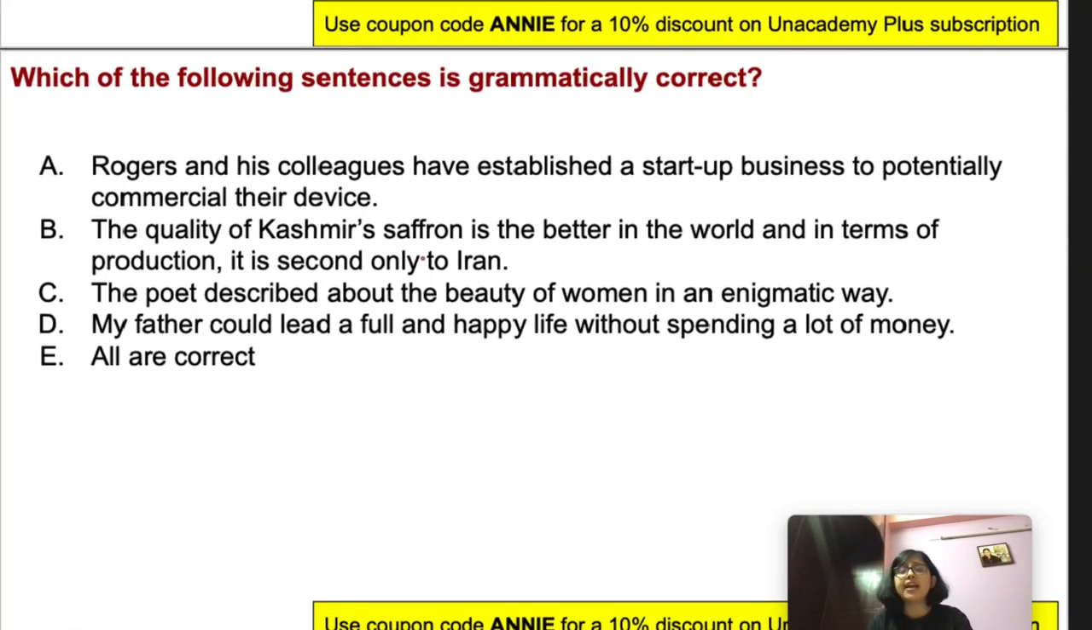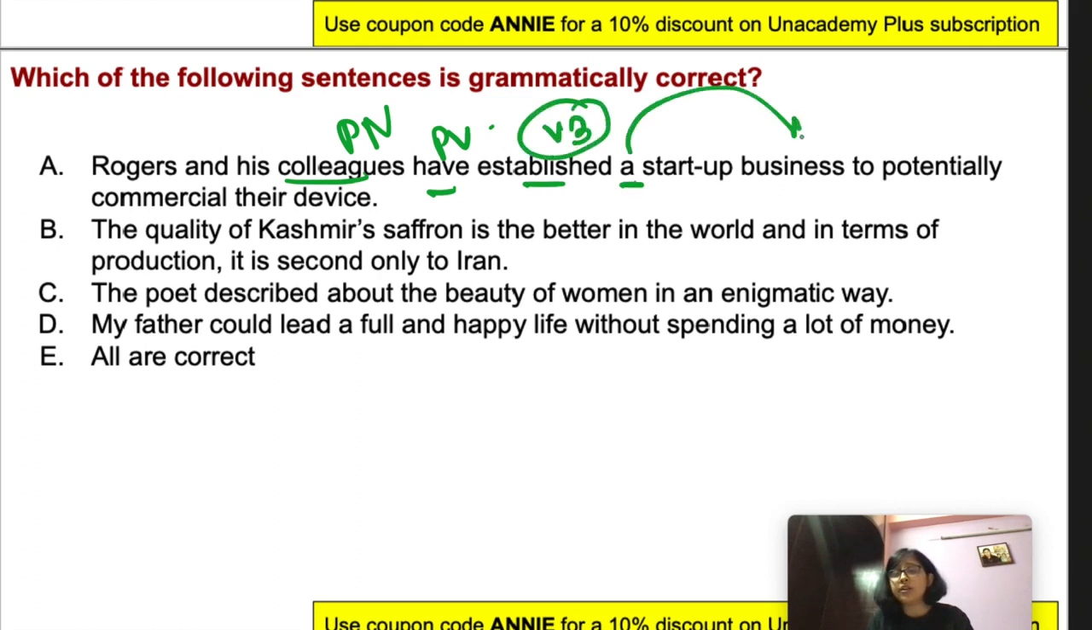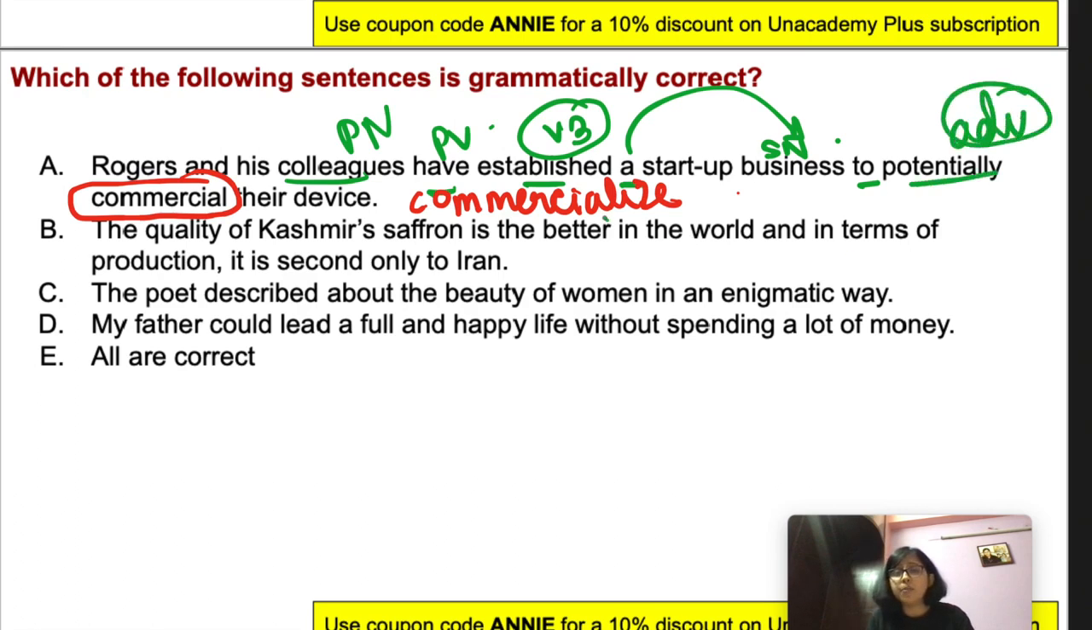Next, Rogers and his colleagues have established a startup business to potentially commercial their device. Rogers and his colleagues, so here plural noun, have plural verb, have plus V3. Correct. A startup business, a plus singular noun. So business is a singular noun. Correct. To plus V1. Now here you need a verb, but commercial is an adjective. So make it a verb: commercialize. Commercialize their device. Potentially is an adverb which is modifying the verb commercialize.